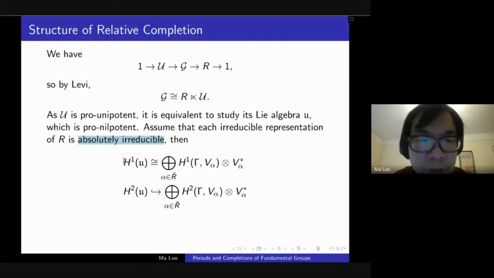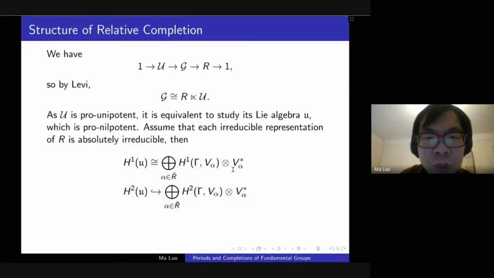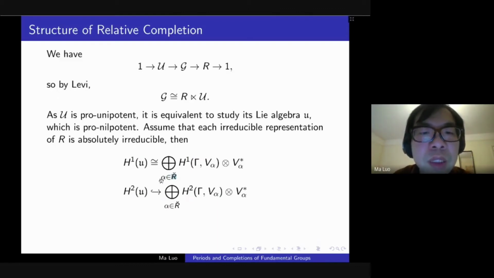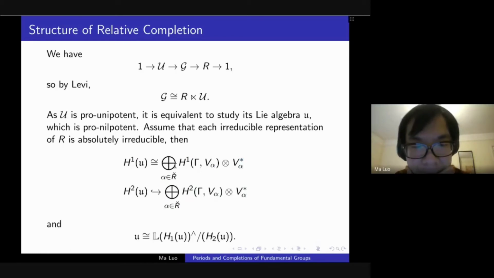Then we can compute H upper 1 of U and H upper 2 of U. Here R dual denotes the set of isomorphism classes of irreducible representations of R. For each isomorphism class alpha, you pick a representative V alpha, and you do this with its dual V alpha dual, and you tensor these, and you get this direct sum.